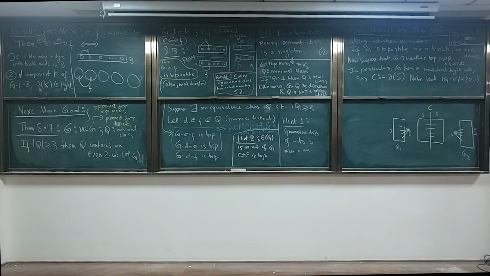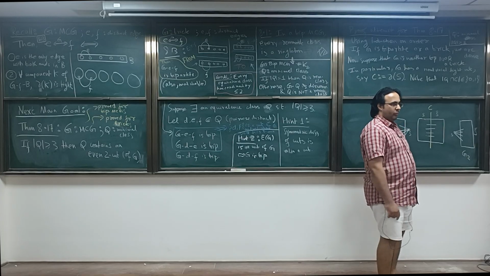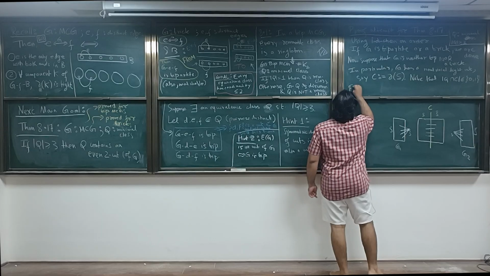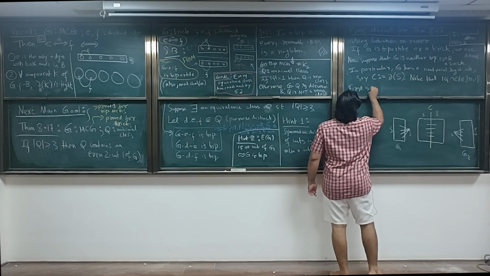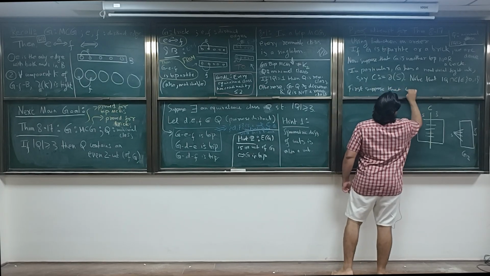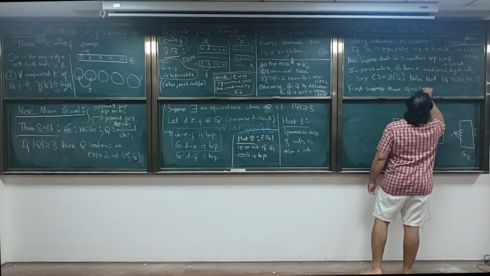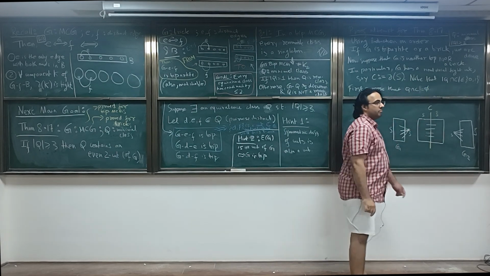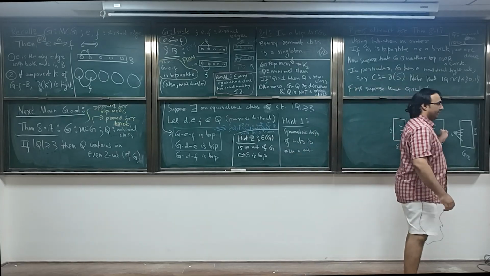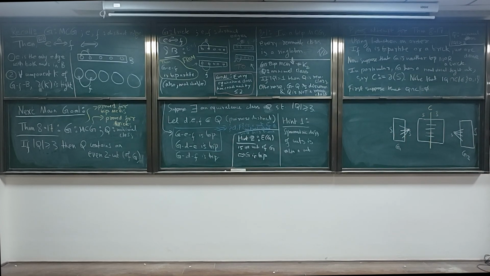So let's consider the case of 0 for a moment. First suppose that Q intersection C is empty. That means all the edges of Q are here and here. Can they be in both places?